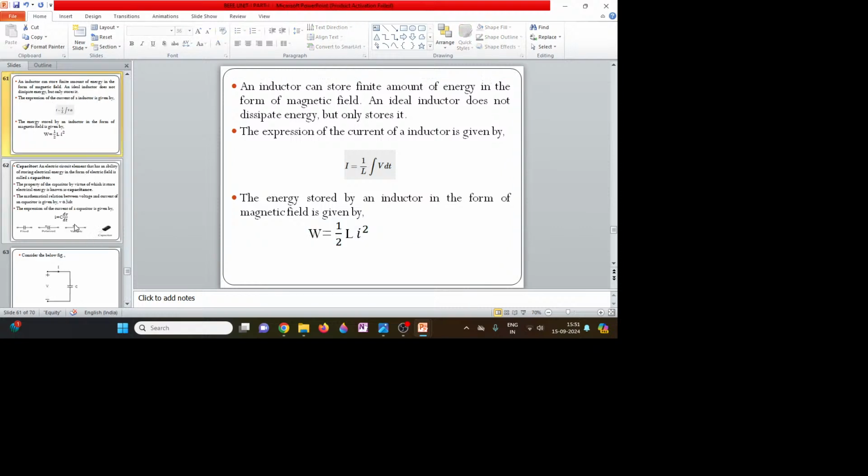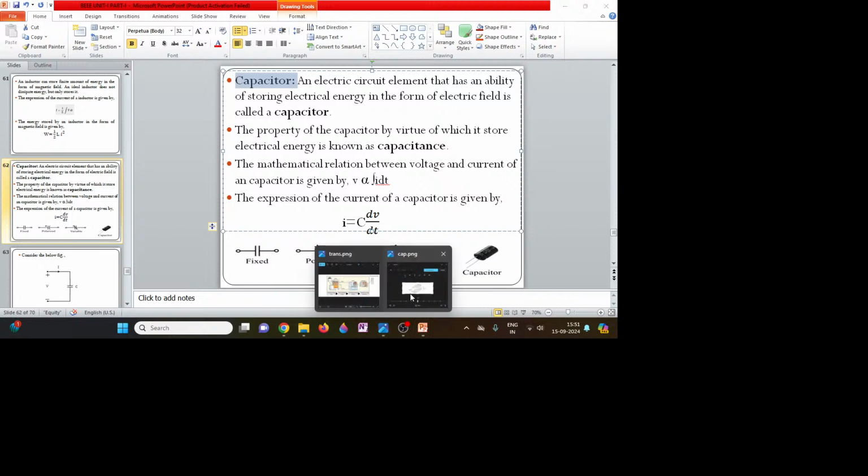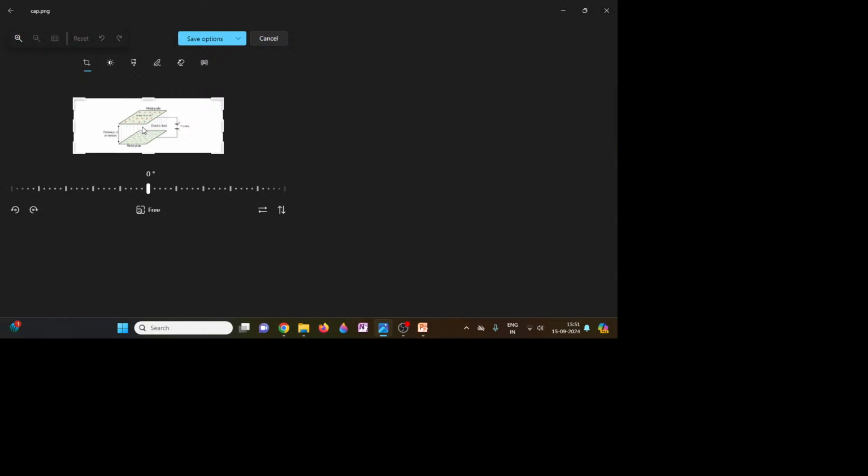So now let us discuss the capacitor. A capacitor consists of two plates which are facing each other. Here you can see two parallel lines. They are nothing but two plates. I have an image here, I will show it to you. In this image you can see there are two plates which are facing each other. Let's expand it.